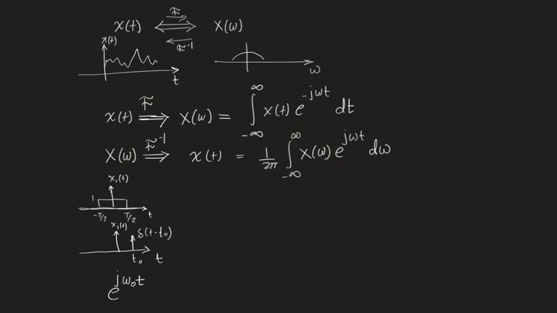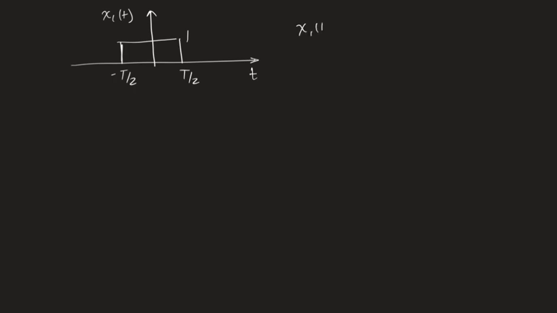So go to the next slide, and then we start by x1 of t, which simply looked like this. Okay, so it was T over 2 here, minus T over 2, a value equal to 1, as a function of time. And by the way, typically this function is written as rectangle of t over the width. Right? So this is how it's written.